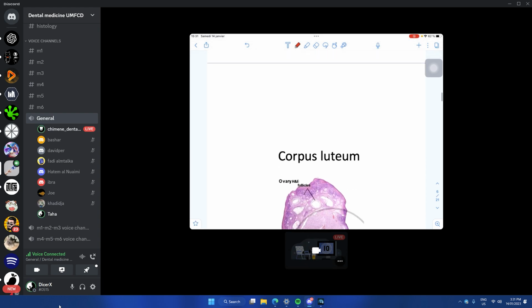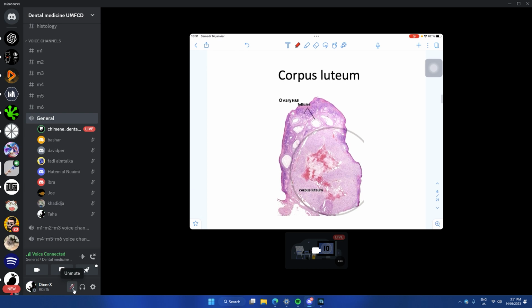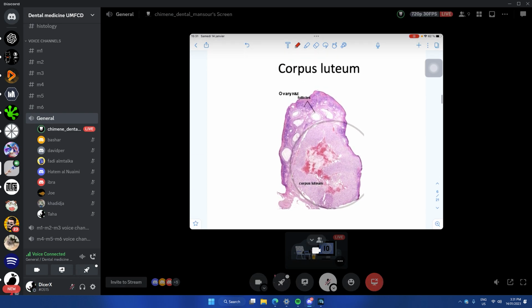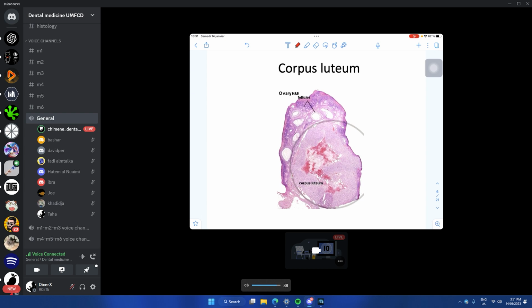Okay, this is a picture of the corpus luteum. Nothing more, I've already told you before. If you want the main role of the corpus luteum, we have it in the PDF of the LP1 and also in my PDF for gametogenesis.